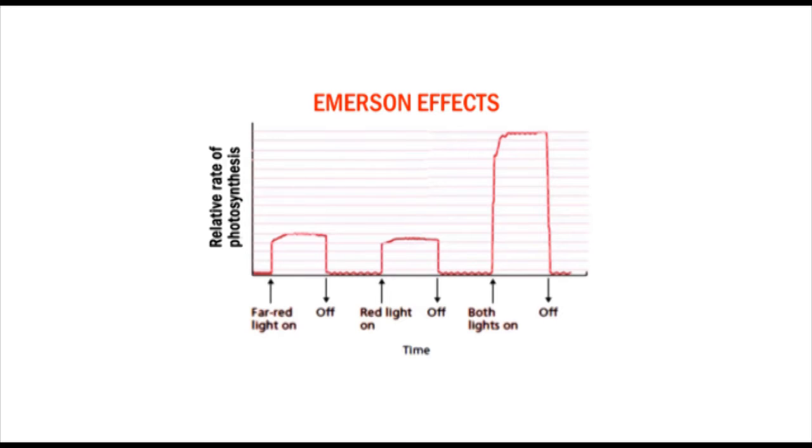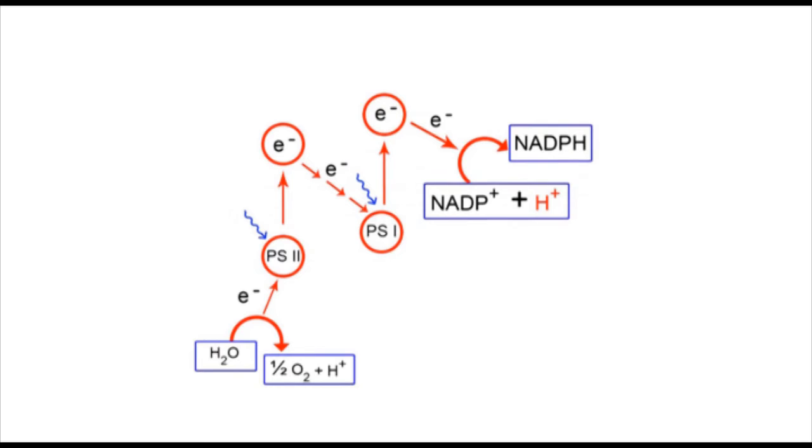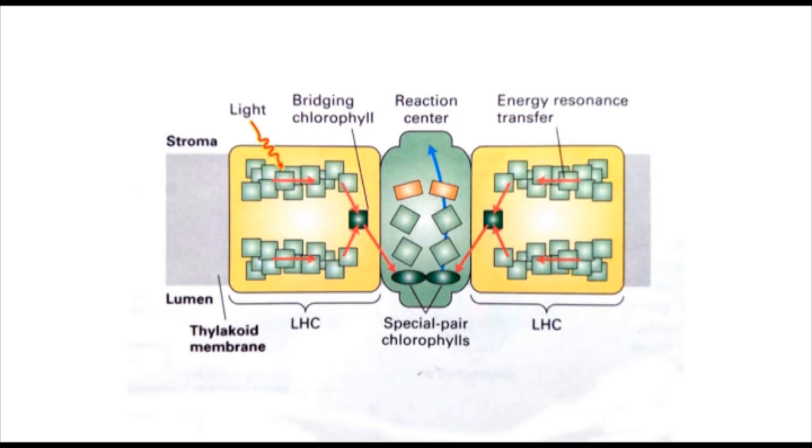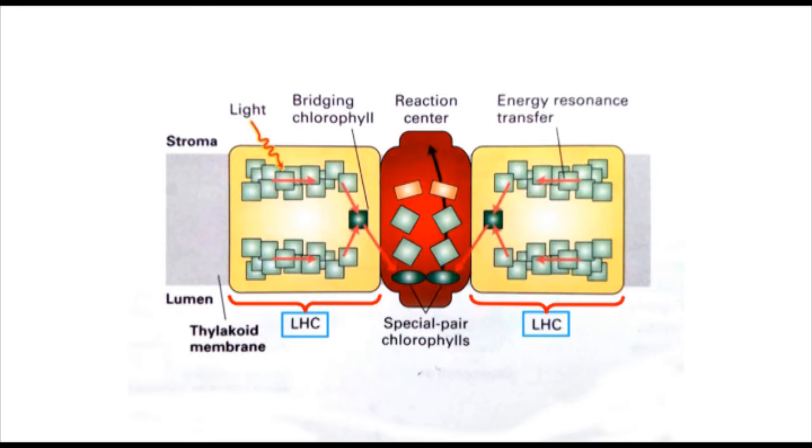We call this the Emerson effect, and this has led researchers to conclude that photosynthesis in plants involves the interaction of two separate photosystems, referred to as PS1 and PS2. PS1 is driven by light of wavelength 700 nanometers or less, PS2 only by light of shorter wavelength, which is less than 680 nanometers. Photosystems comprise reaction centers and light harvesting complexes, LHCs.